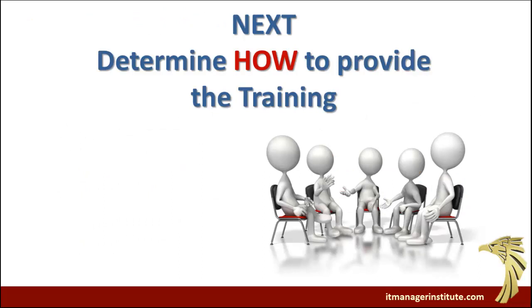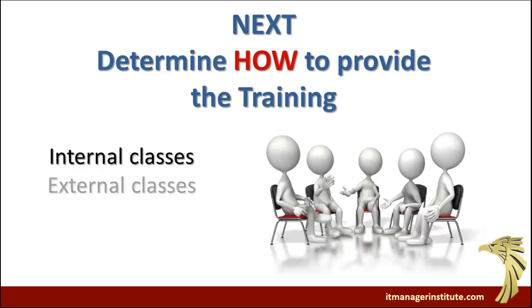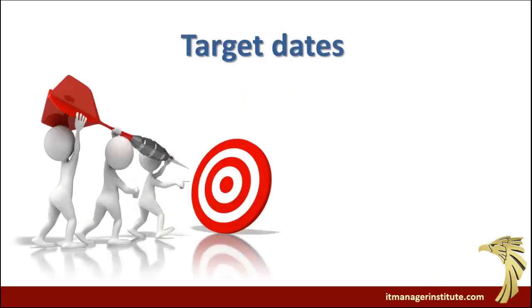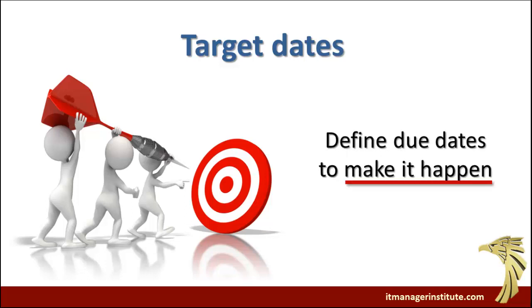All right, next, determine how you're going to provide the training. You can do internal classes, you can do external classes. Maybe you're doing self-studies or online training or other. Maybe you're doing some lunch and learns to train people on some certain types of things. All right, target the dates that you want to have each of these training classes that you've identified. Defining the due dates is going to help you make it happen.